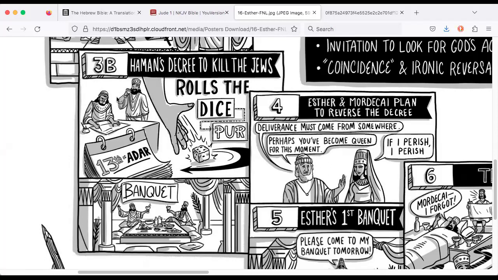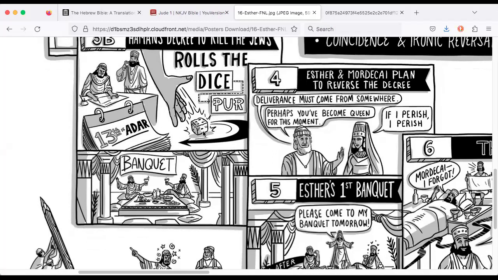So this king is being portrayed as somebody who's always being bamboozled, and he's always being influenced by somebody. So they rolled a dice called the Purim, and the dice is basically there to decide when this is going to happen, to choose a day, right? And then they have a banquet.